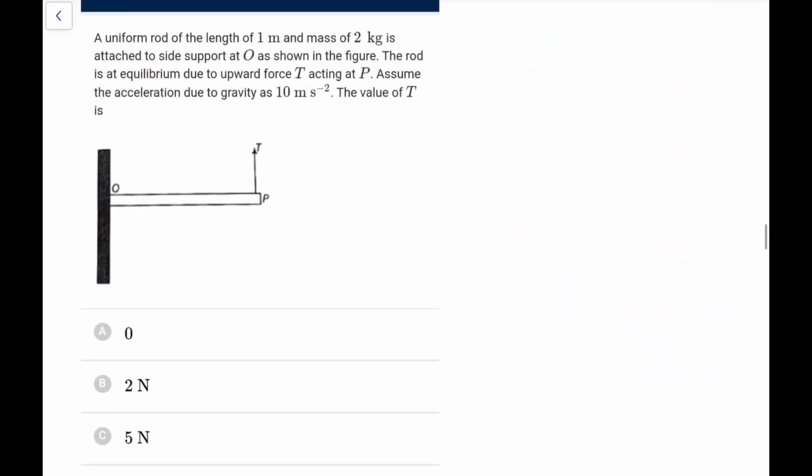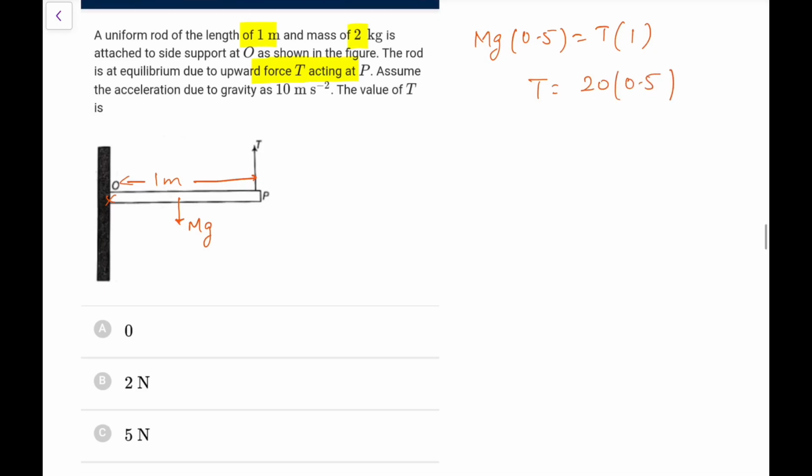Next, you have a uniform rod of length 0.1 meter, mass 2 kg attached to a side support at O as shown in the figure. It is in equilibrium due to upward force T acting at P. Assume the acceleration due to gravity to be 10. The value of T is. So I am assuming that this distance is 1 meter. And because it is uniform, mg would be acting at half a meter. So for equilibrium, torque balancing about O, mg into 0.5 must be equal to T into 1. So T must be equal to mg, which is 20, into 0.5. That comes out as 10 Newton for us. So the option is D.